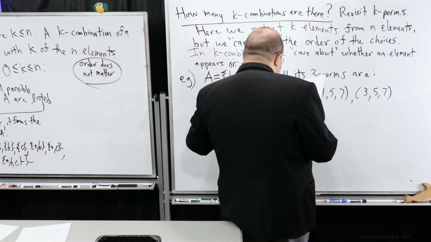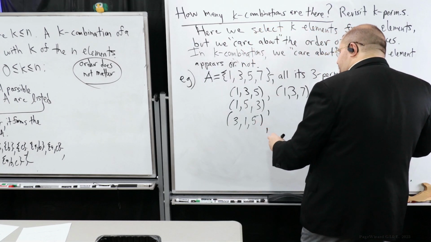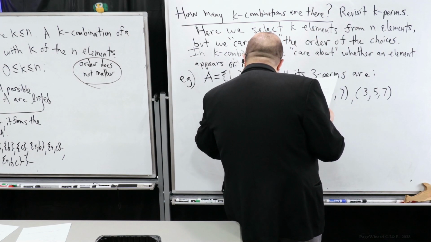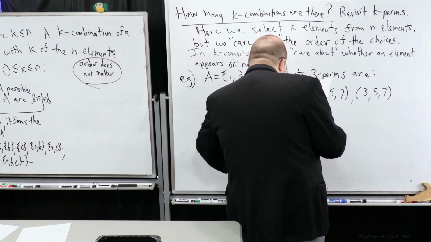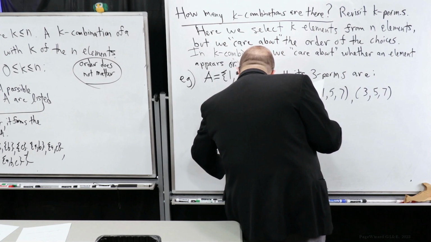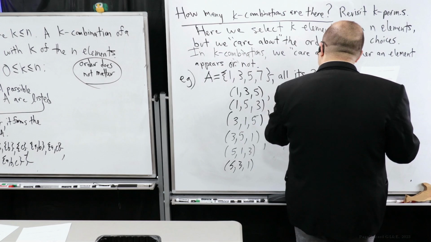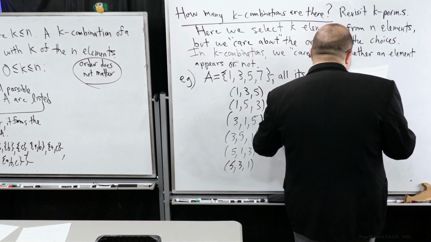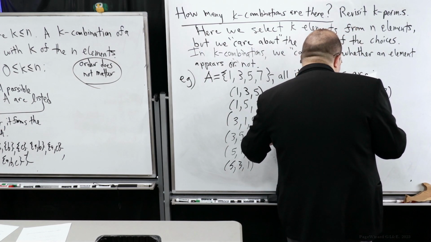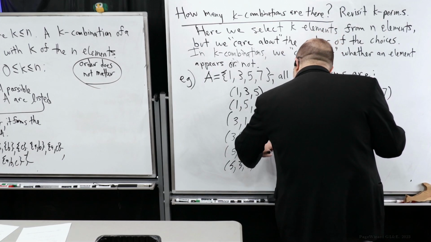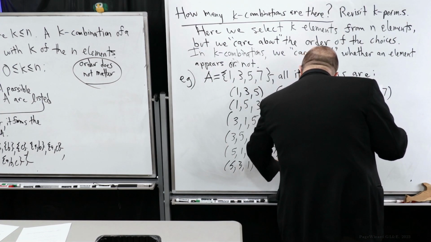So I have 1, 5, 3. The next row will have 3, 1, 5. And then 3, 5, 1. Then 5, 1, 3. And then lastly, 5, 3, 1. Second column, 1, 7, 3. So I'm just going to flip 3 and 7. Then I'm going to put 3 in the first spot: 3, 1, 7. Then I have 3, 7, 1. Then I'll put 7 in the first position: 7, 1, 3. Then I have 7, 3, 1.